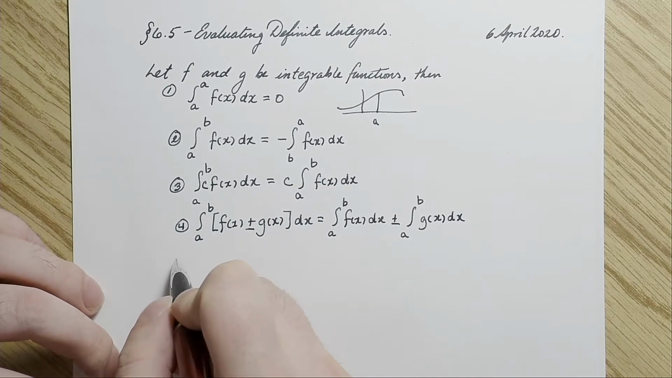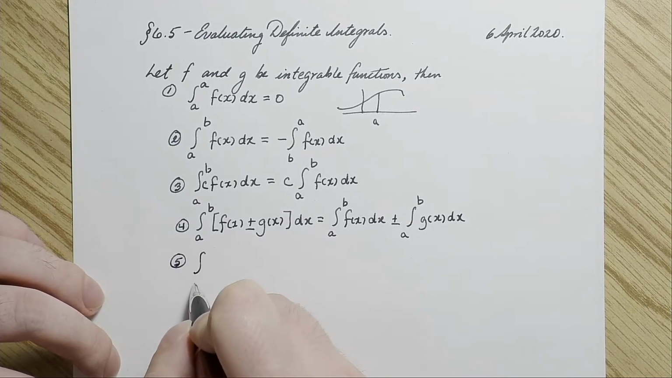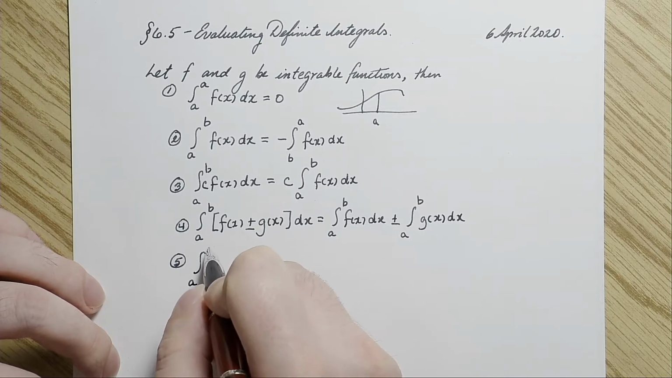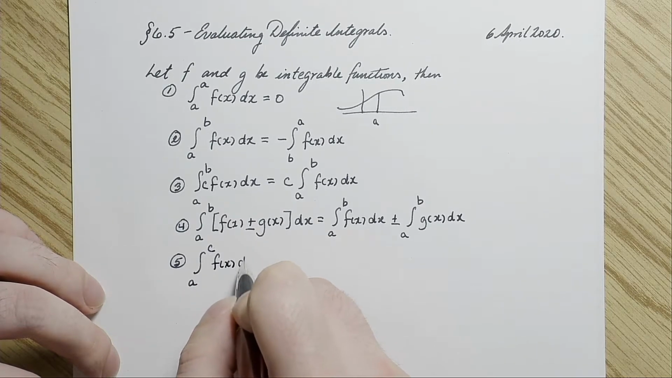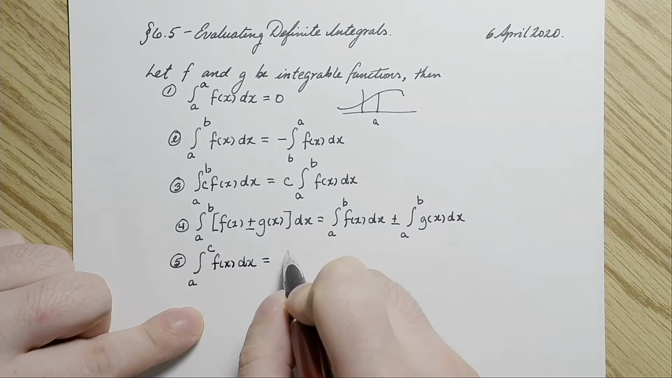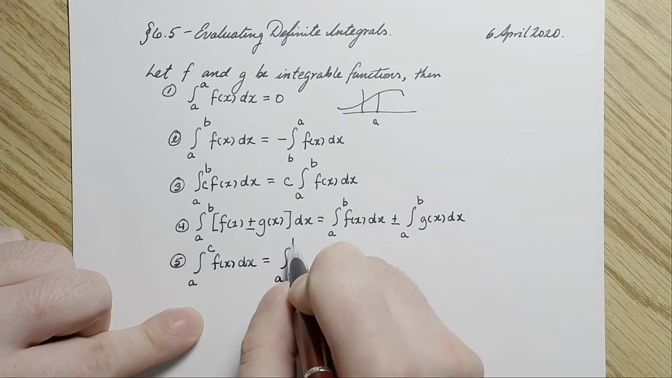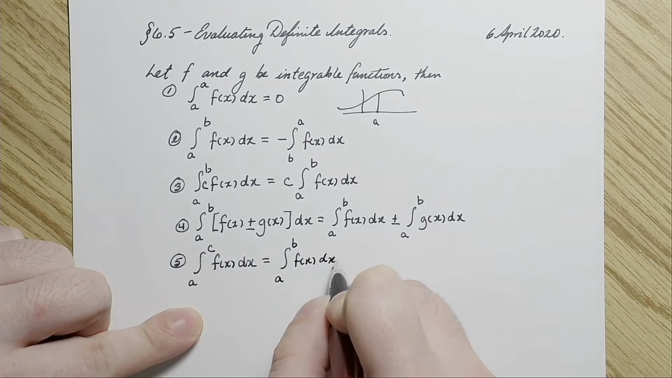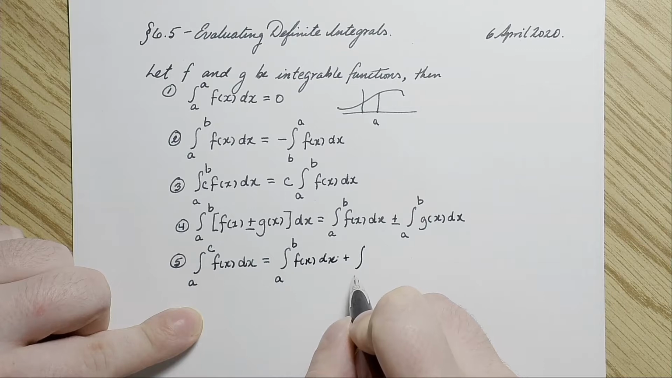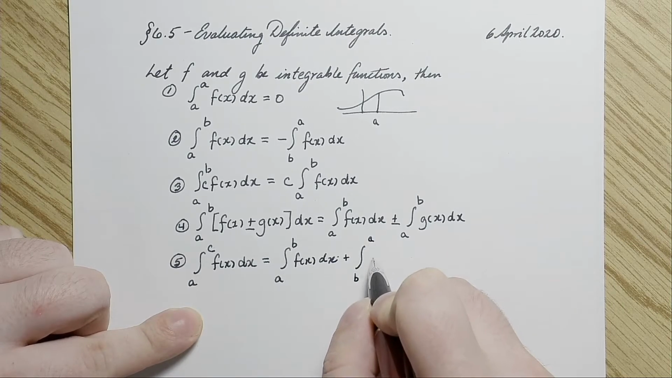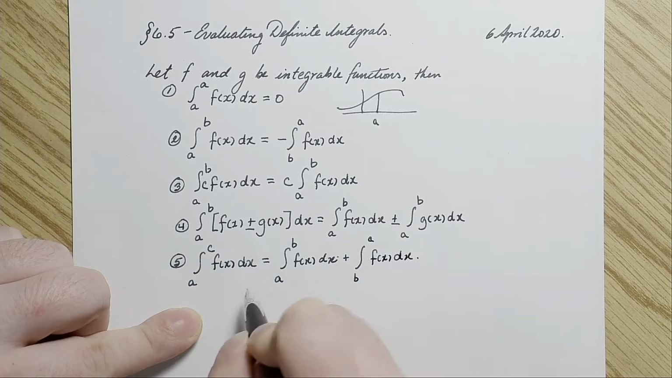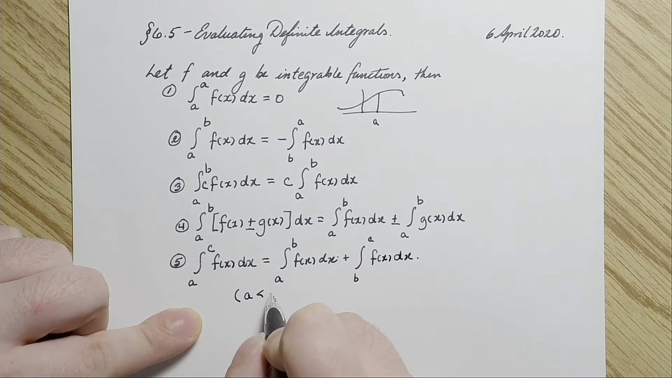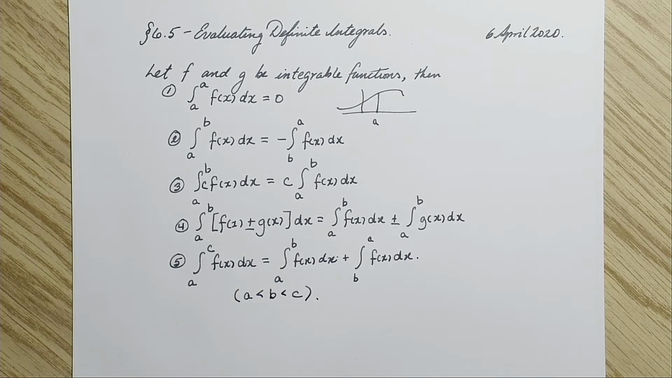And lastly, you can break up the definite integral. If I was integrating from a to c of f of x, I can break that up: I can integrate from a to b, plus the area from b to c. Again, this is provided that a is less than b is less than c. So these are the 5 properties that we'll be using for the definite integral.